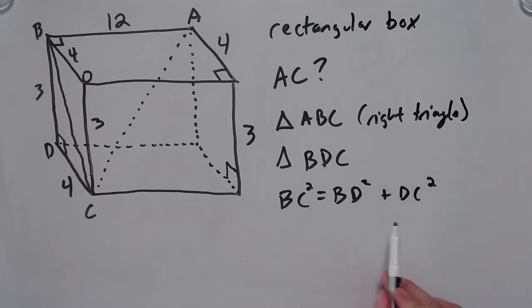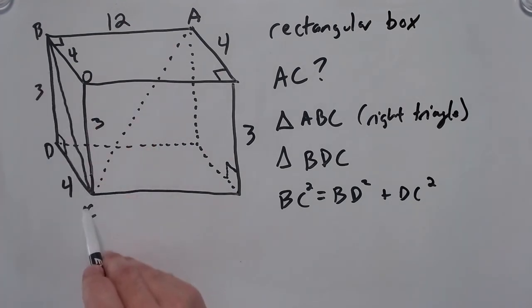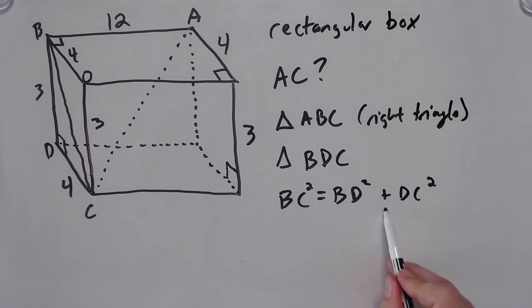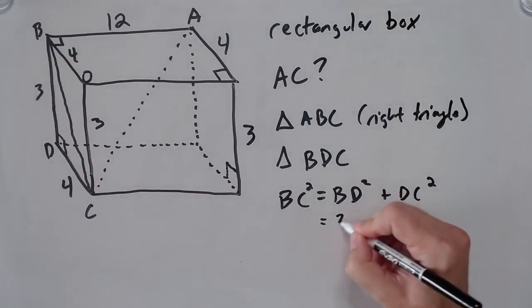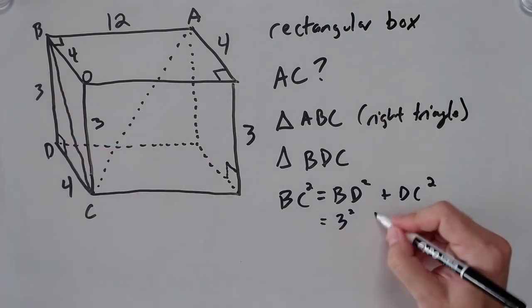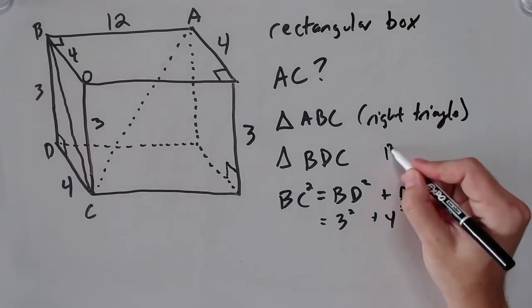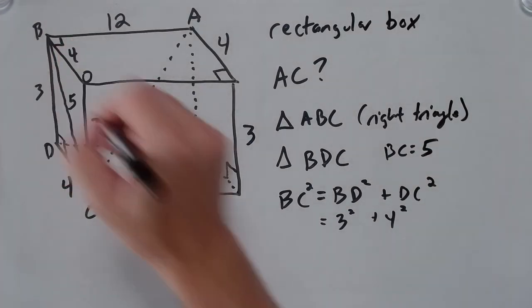Let's just double check that. BC is the hypotenuse of this right triangle on the side of the box. The hypotenuse squared is equal to one side, BD squared, plus DC, the other side, squared. So we know BD is 3 squared, and DC is 4 squared. So this is 9 and 16. It's that 3, 4, 5 triangle again. So we know that BC is equal to 5. So we can write that in here, 5. Okay, so we're getting there.